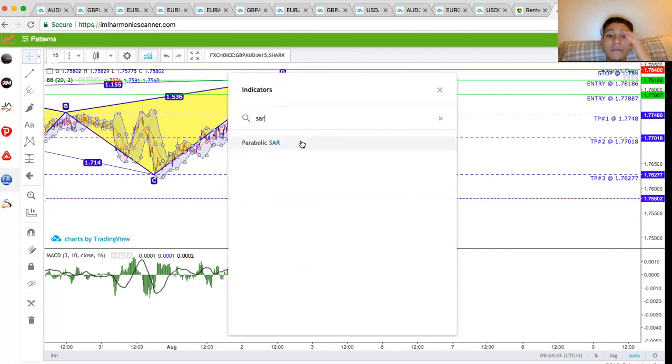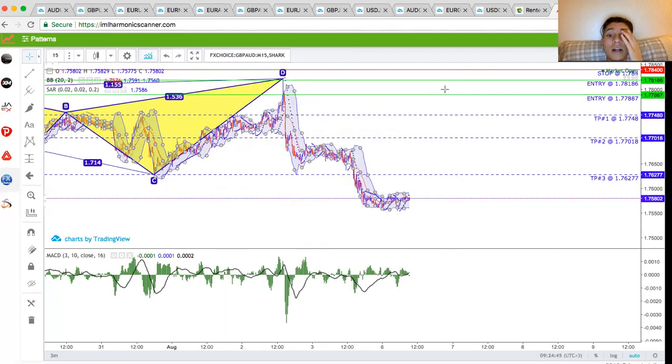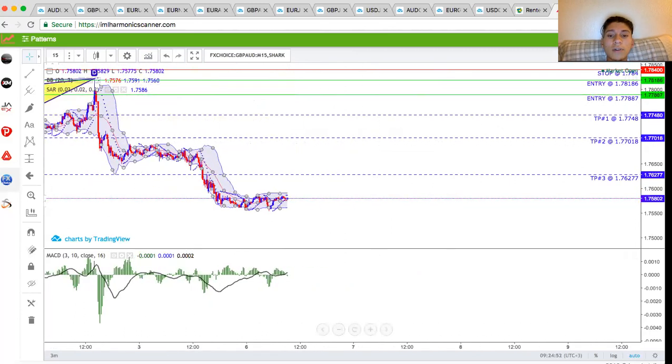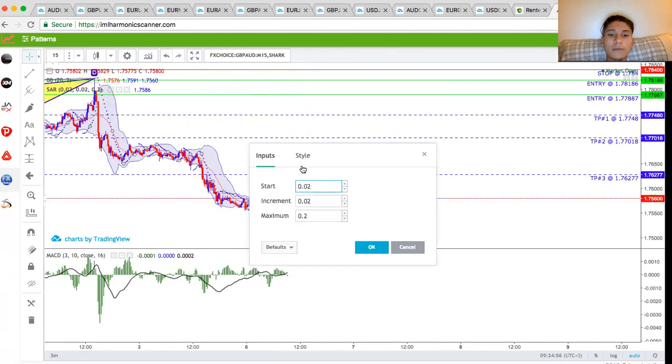Let me go over the SAR. Your parabolic SAR, this is your parabolic support and resistance. Okay, so this acts as both support and resistance. Hold on, let me change the color.